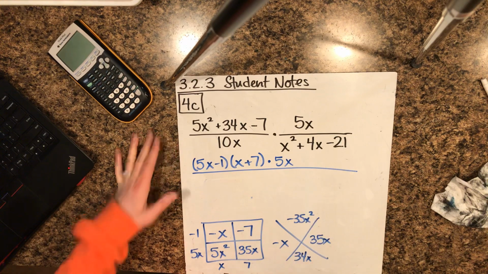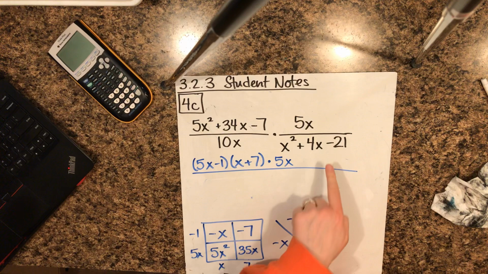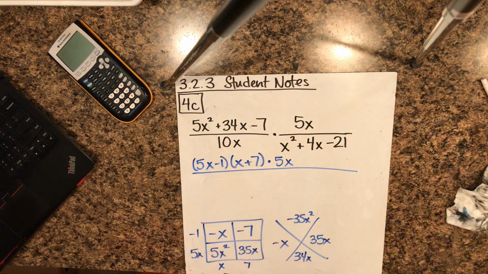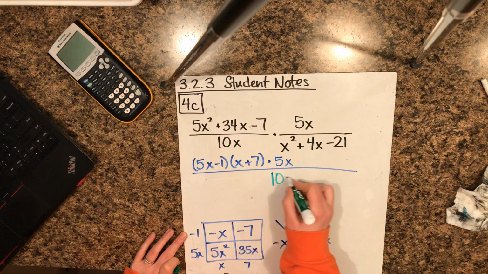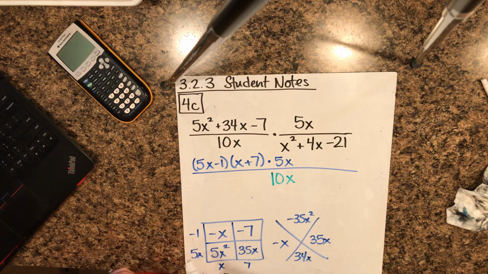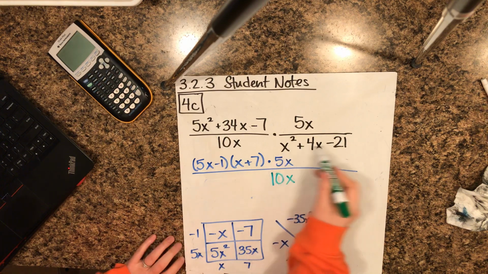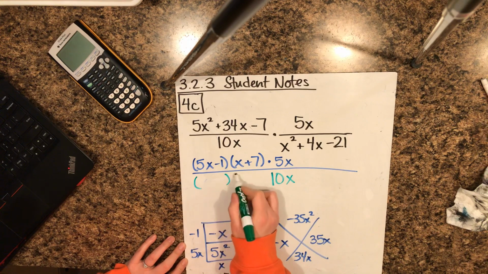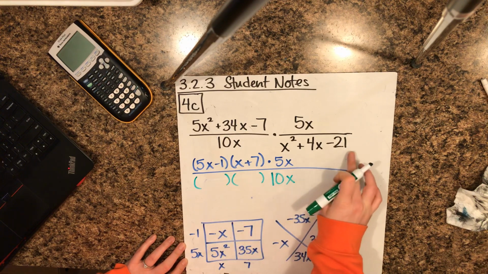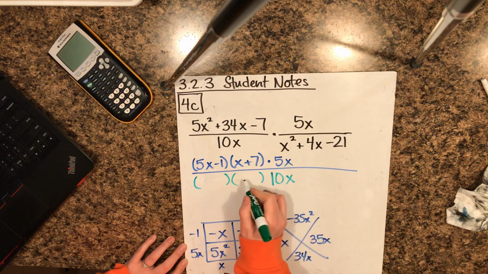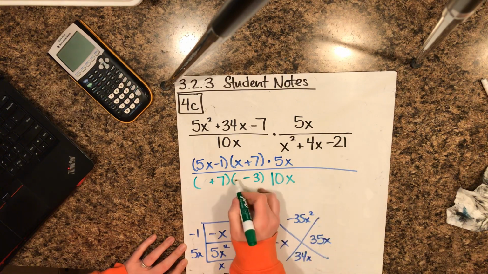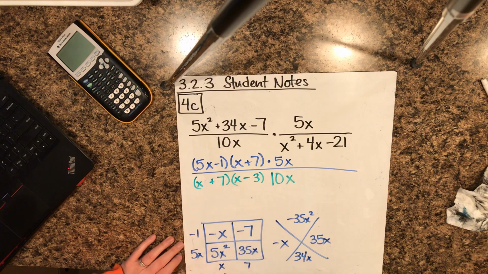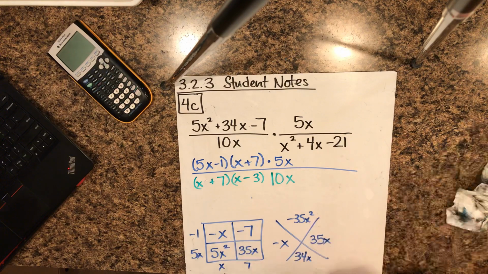When I factor this part, because 10x does not need to be factored, it's just 10 times x. I'm actually going to stack it over here with other things that look alike, and hopefully you'll see in a minute why. But when I factor this, two numbers that multiply to make negative 21, negative 3 and positive 7, and add to make 4. Okay, and so now what I need to do is state my restrictions.